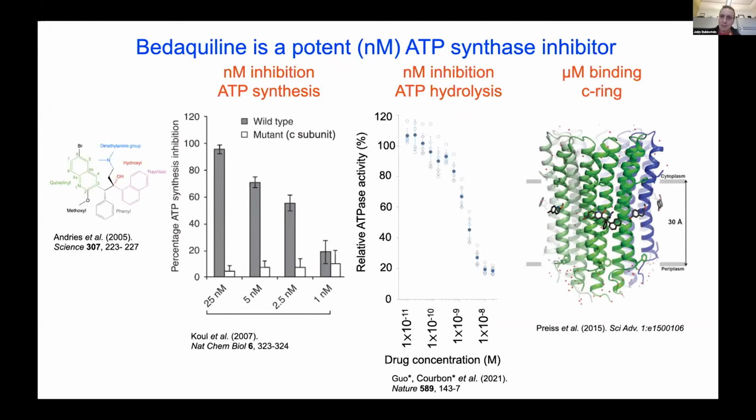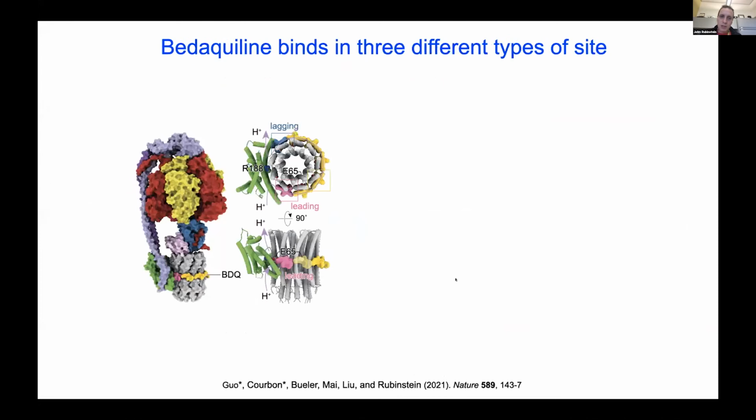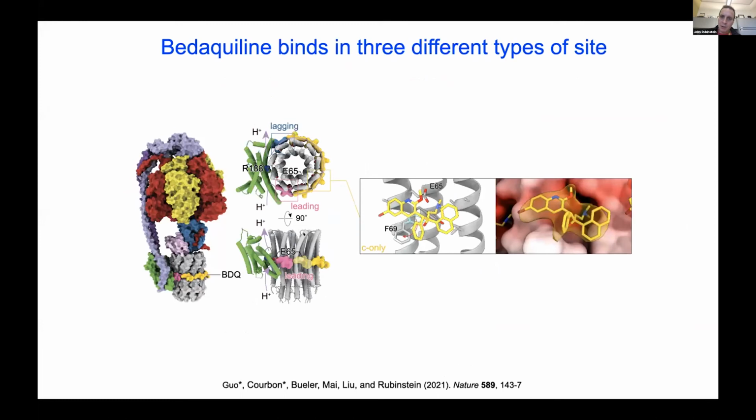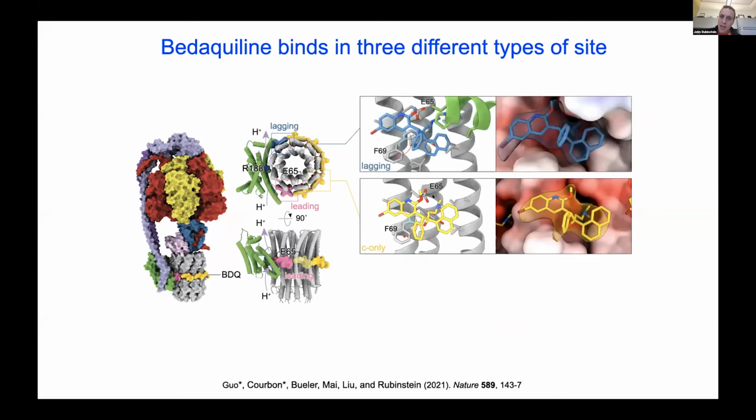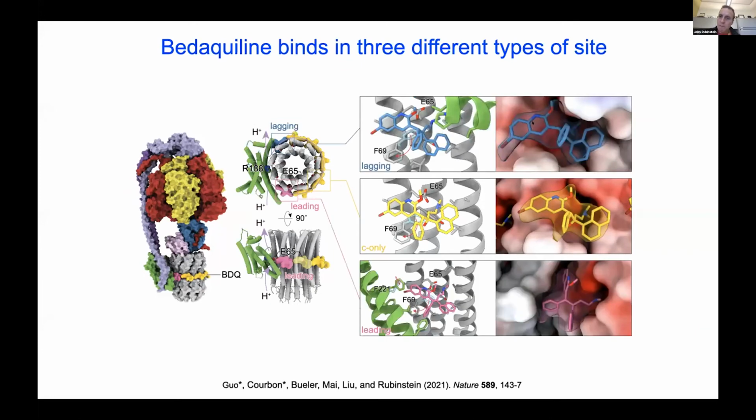So we thought that perhaps the reason it's only at micromolar affinity is because the binding also involves other subunits. And in fact, we could determine the structure of the mycobacterial ATP synthase with bedaquiline bound. We could see 3 different types of sites. One that just involves the c subunit, as had been crystallized previously, and then 2 sites where there's a much deeper binding pocket for the drug at the interface of the green subunit and that c ring.